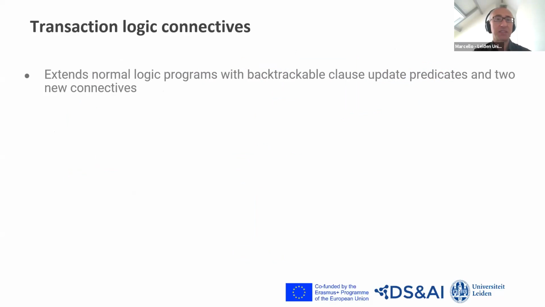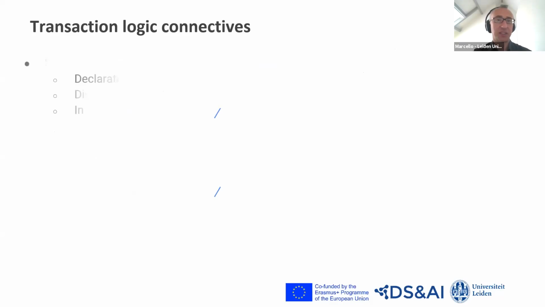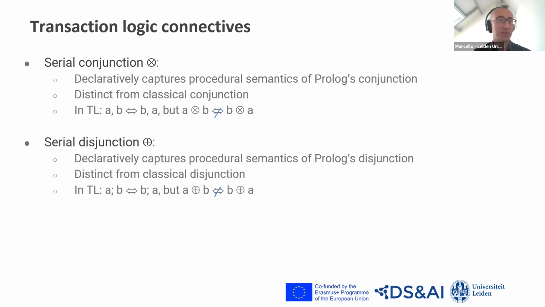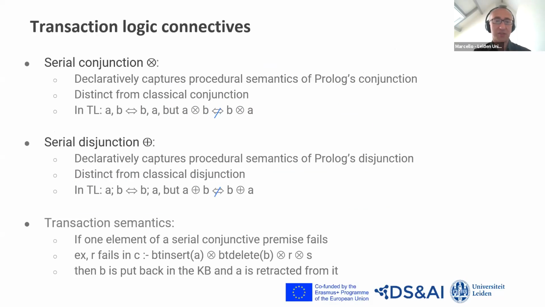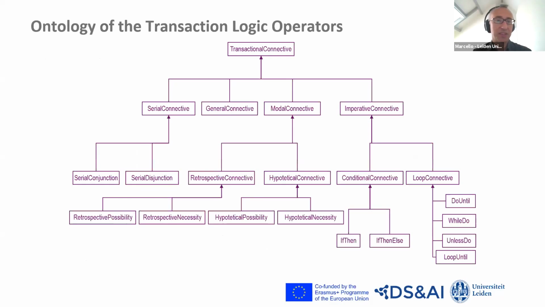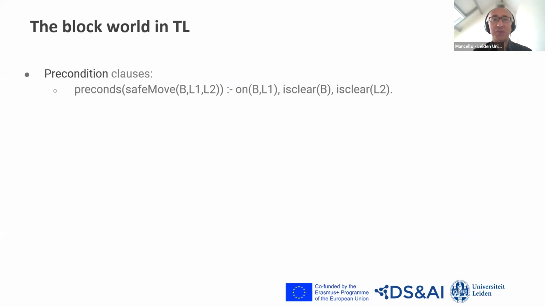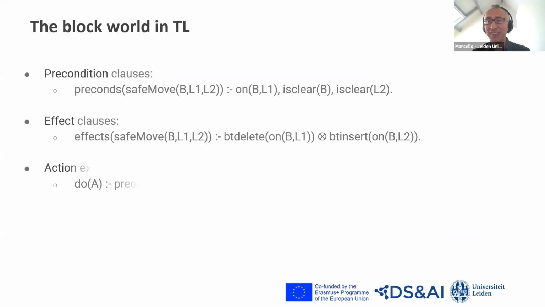So semantics, and the connectives: the conjunction, disjunction, and transaction semantics. That's the most important thing: as in databases, with transactions, either everything happens, or you backtrack, or everything happens. I don't know how much you want to see; we can continue like this.